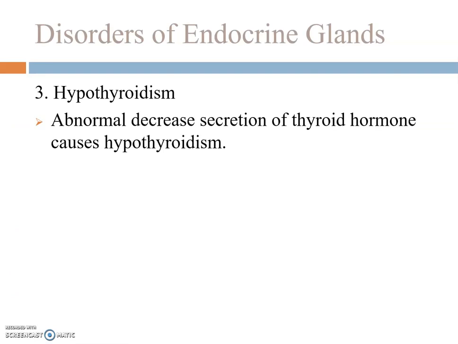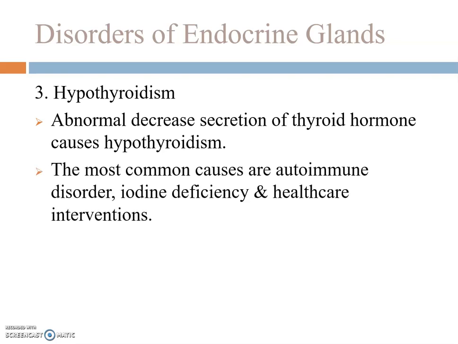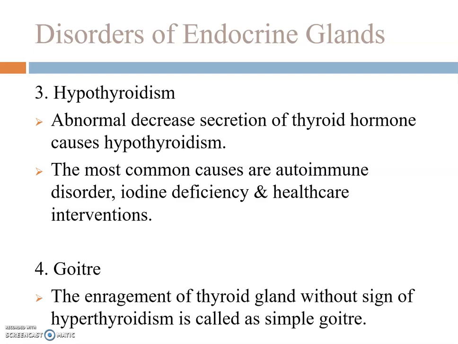Hypothyroidism, caused due to deficiency of thyroid hormone. The most common causes are autoimmune disorder and iodine deficiency, along with healthcare interventions. That means if the patient is taking medicines for thyroid, that may also result in hypothyroidism. Goiter. The enlargement of the thyroid gland without a sign of hyperthyroidism is called simple goiter.